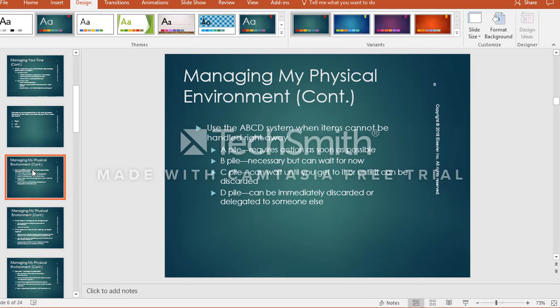So managing your physical environment. Using the ABCD system, which is for when items cannot be handled right away. So this is a new system I've never heard of. So there's A, B, C, D pile, and each pile just indicates priority. So A requires action as soon as possible. B, necessary, but can wait for right now. C can wait until you get it or until it can be done, or be discarded. And D can be immediately discarded or delegated to someone else.